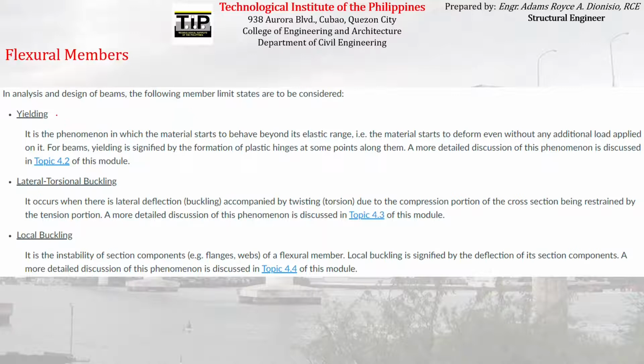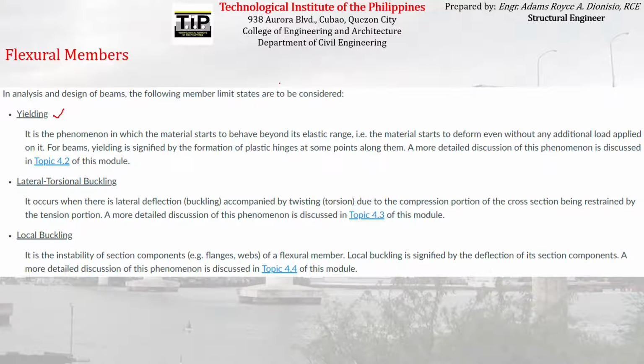So first, we usually check yielding. So what is that? It is the phenomenon in which the material starts to behave beyond its elastic range, i.e., the material starts to deform even without any additional load applied on it. For beams, yielding is significant by the formation of plastic hinges at some points along them. More detailed discussion of this phenomenon is discussed in topic 4.2 of this module.